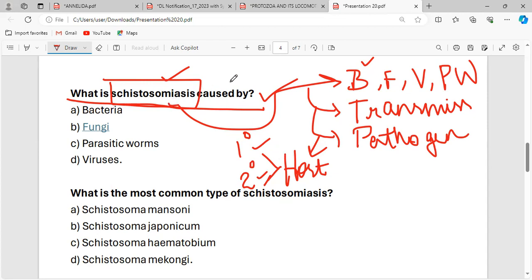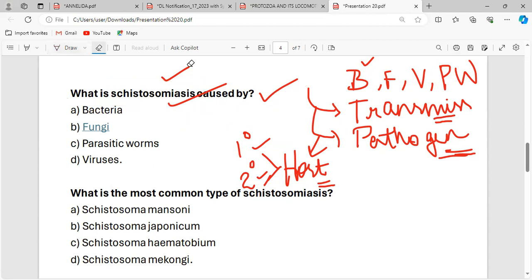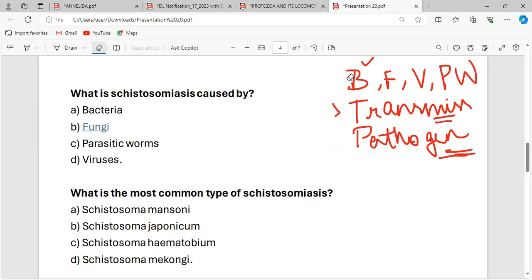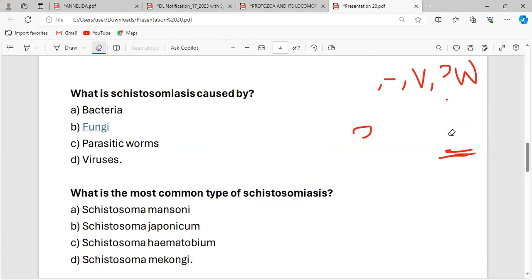You know that schistosomiasis is obviously caused by parasitic worms. And what is the name of the pathogen? Very good. What is the mode of transmission? What are the primary host and secondary host? These are all the things you have to remember. For this particular question, the answer is parasitic worms. But you should also know all these terms related to this particular disease.